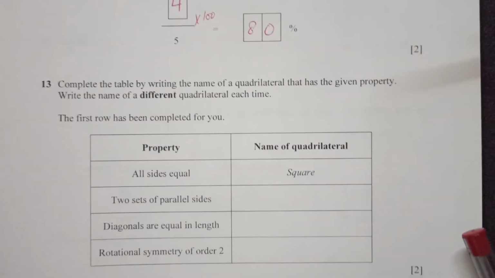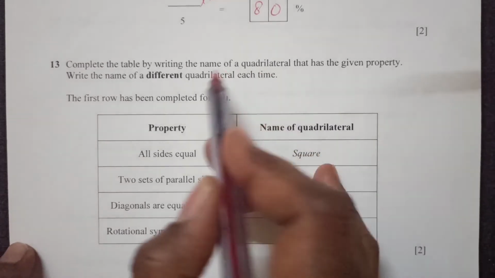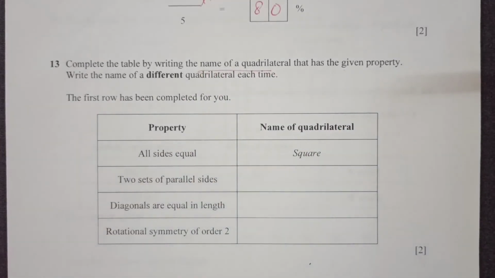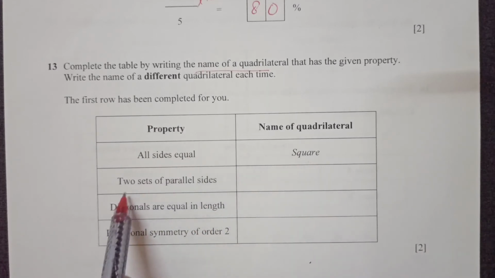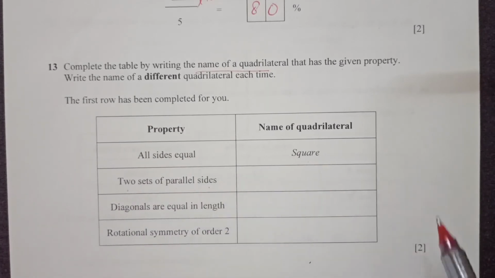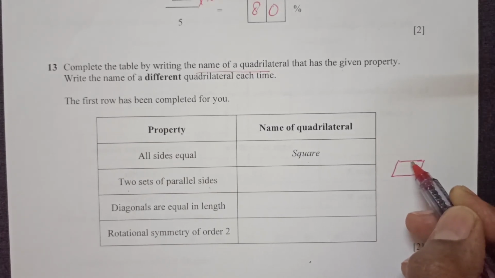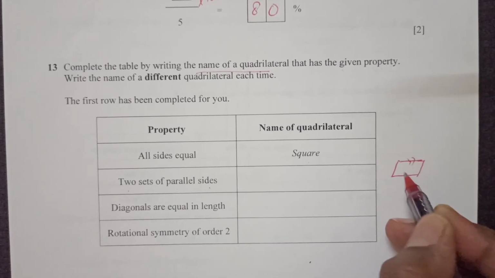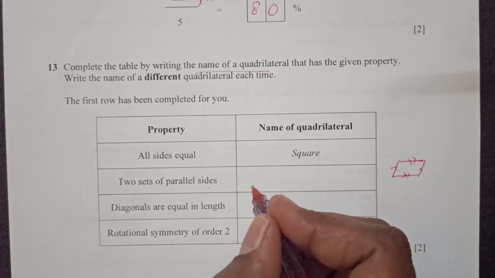Right. Now number 13. Complete the table by writing the name of the quadrilateral that has the given property. Write down the name of a different quadrilateral each time, so we cannot repeat. The first one is done for us. All sides equal, that is a square. Two sets of parallel sides. Two sets of parallel sides are in a parallelogram. So this side is parallel to this one, and this is parallel to this one. So we can write down here parallelogram.